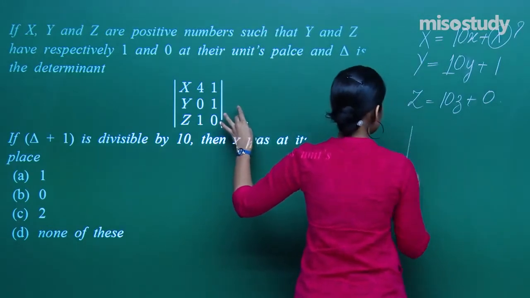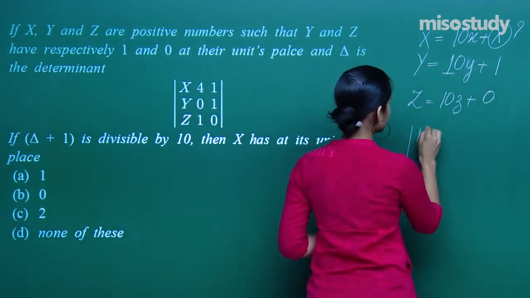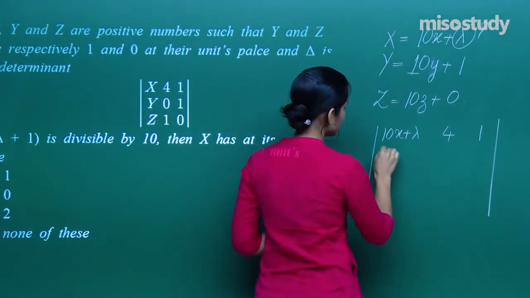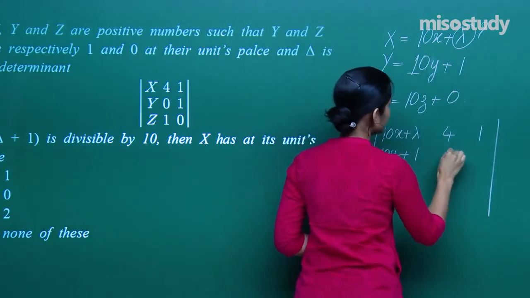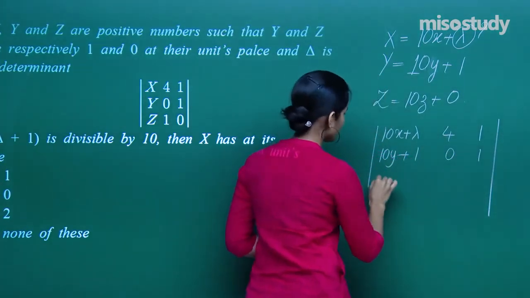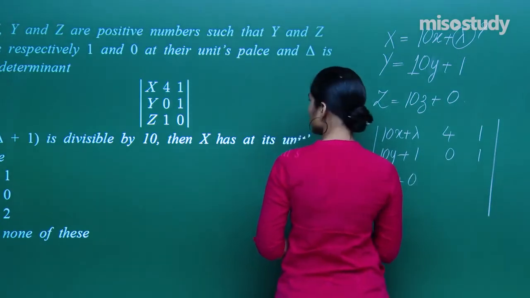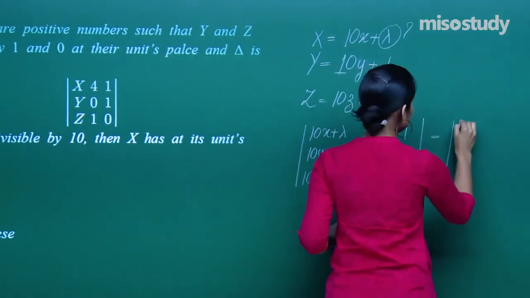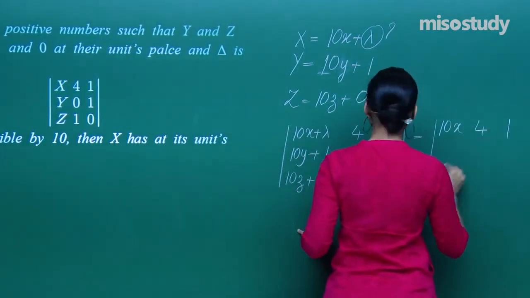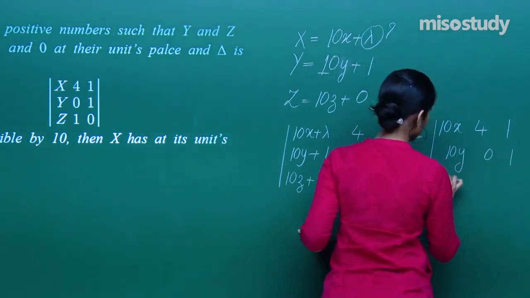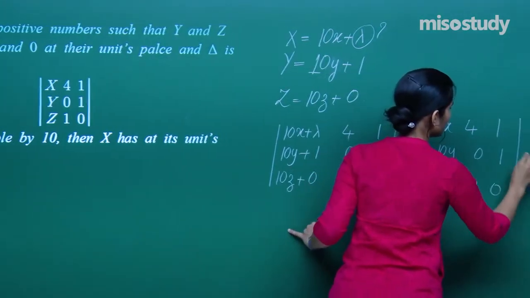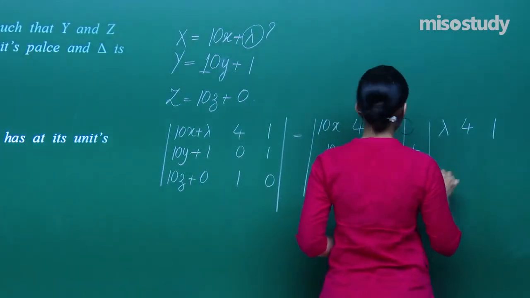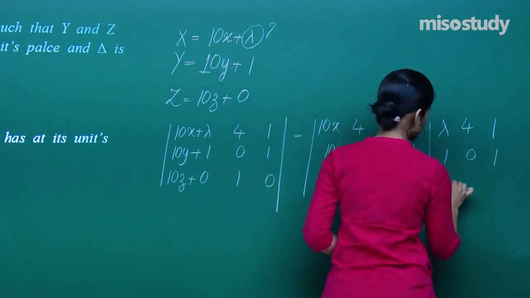Now this determinant has capital X, 4, 1, but capital X is 10x plus lambda, 4, 1. Capital Y, 0, 1, so 10y plus 1, 0, 1. And Z, 1, 0, where Z is 10z plus 0, 1, 0. I can break this up as 10x, 4, 1, 10y, 0, 1, 10z, 1, 0, plus lambda, 4, 1, 1, 0, 1 and 0, 1, 0.